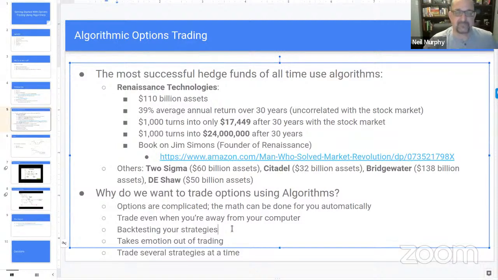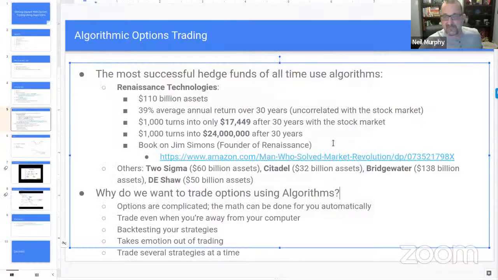Yeah, that's it. Let's check chats. Don't forget to write a note in the chat if you have any questions as we go along. Does anybody have any questions right now about trading options using algorithms? I hit the wrong button, sorry.